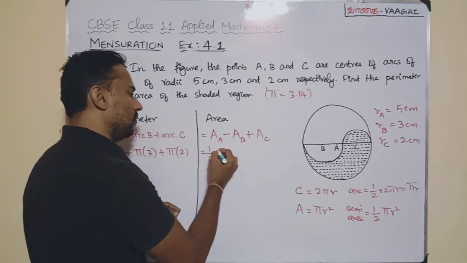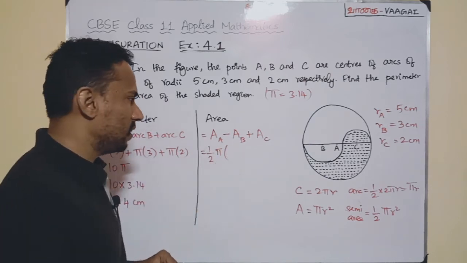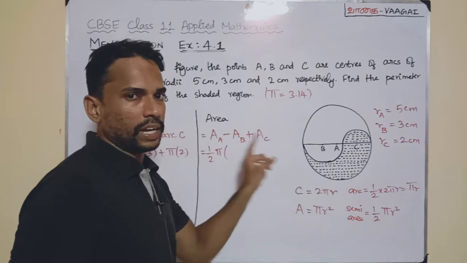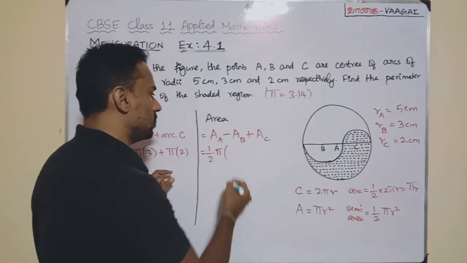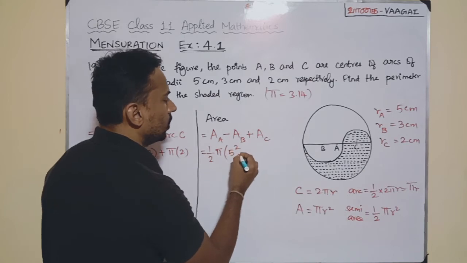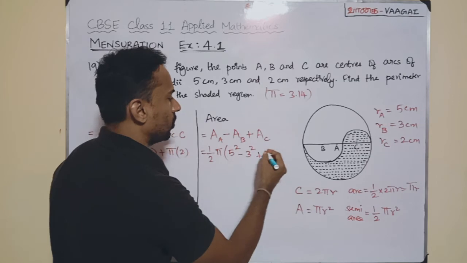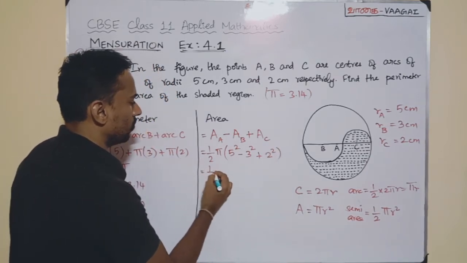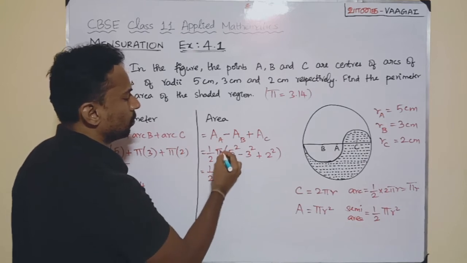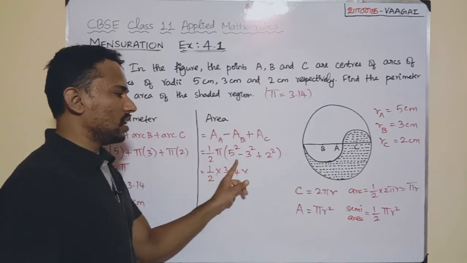So let me do a thing. I will take that half pi common outside. Now what we will be having inside? We will be having only r square respective values, correct? Now for the first semicircle, the radius is 5. So 5 square. Then minus, for B it is 3 square. Then last one for C it is 2 square. Is it or not? This is what we will be getting. So now again what we do? Half into pi, as usual 3.14, into, let's straightaway calculate this value.